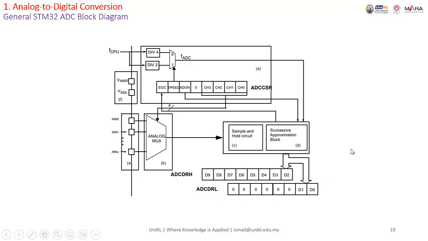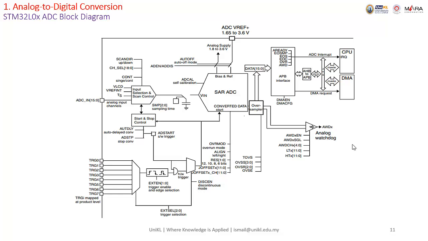The result is in the ADC DRH and ADC DRL. What is this? Data register high, DRL data register low, right? So you have the outputs there, so we can make use of it. In general, the output of the ADC is 16 bit, right? But it depends on how many bits you are using. We can select it later. We can select how many bits we are going to use.